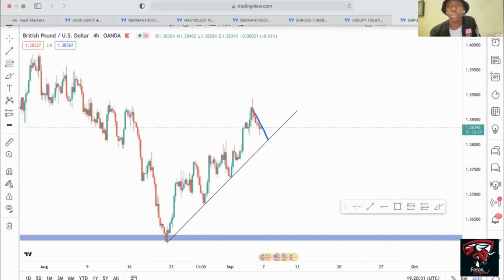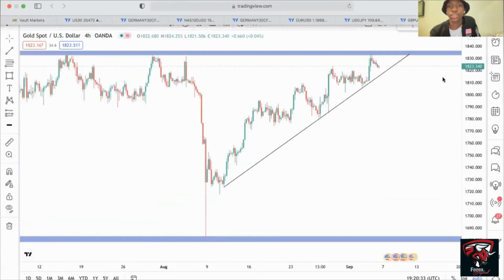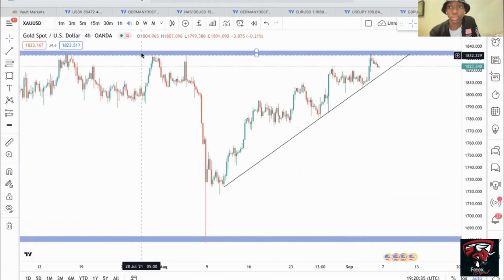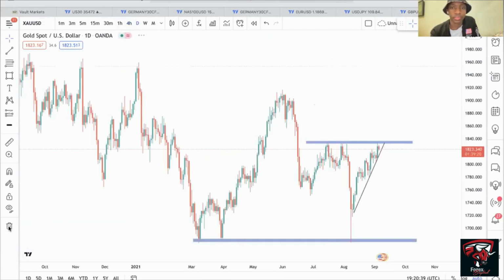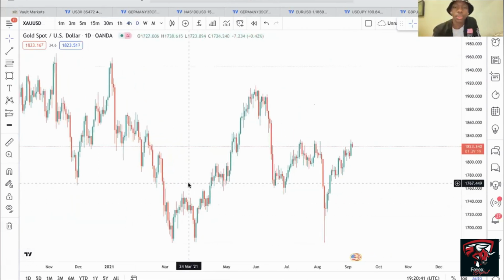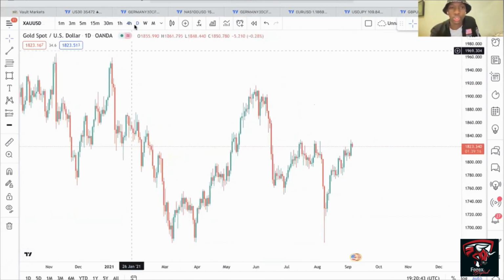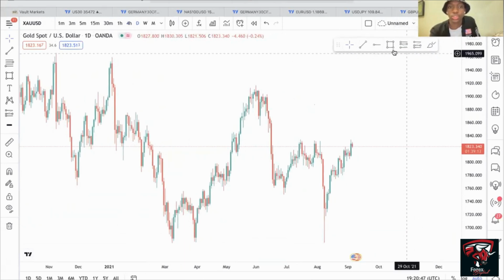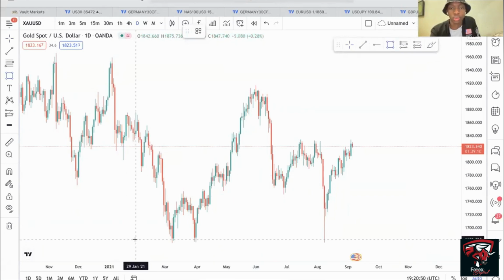So let's look at gold, the last one. Gold is selling. Gold is going to drop big time. Guys, the thing about gold is it likes to move in zones a lot. I'm not saying it doesn't respect trend lines, it does, but it likes to move in zones. Let me just analyze gold.